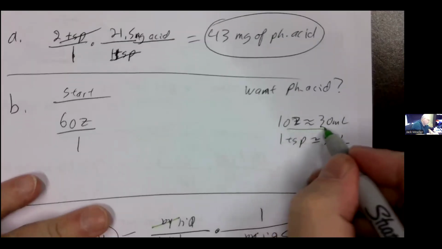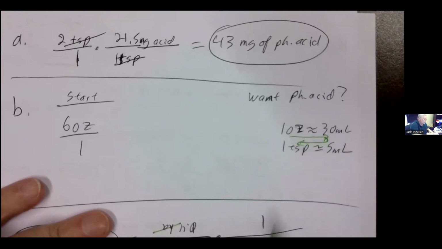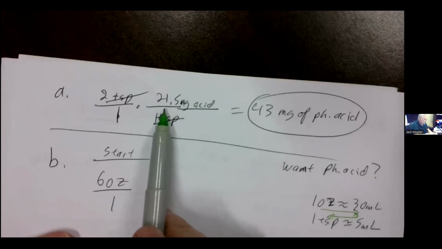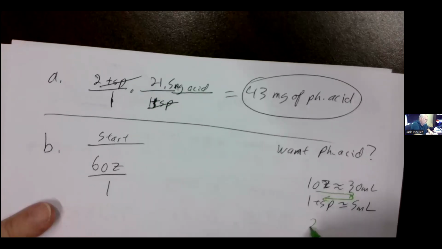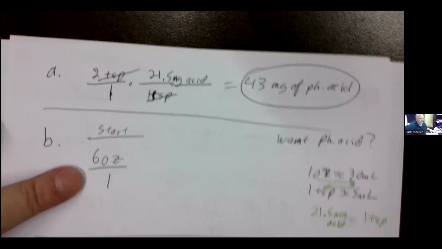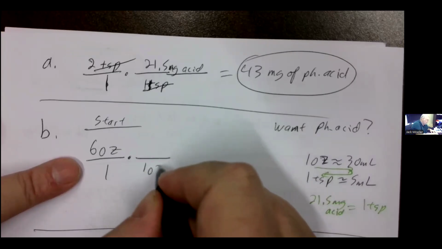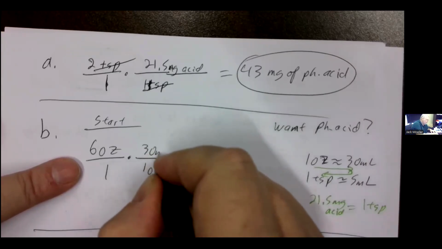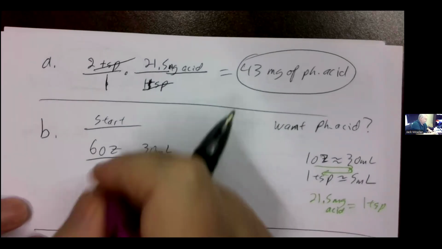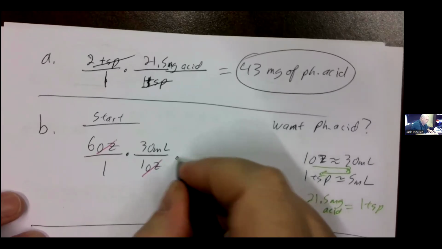Because ounces can take us to milliliters, milliliters can take us to teaspoons. And then once we have teaspoons, then we know there's 21.5 milligrams of acid equals 1 teaspoon. So this is actually a 4-step conversion. We're starting with 6 ounces. We need 1 ounce is 30 milliliters. Now for milliliters, we need to go to teaspoons.